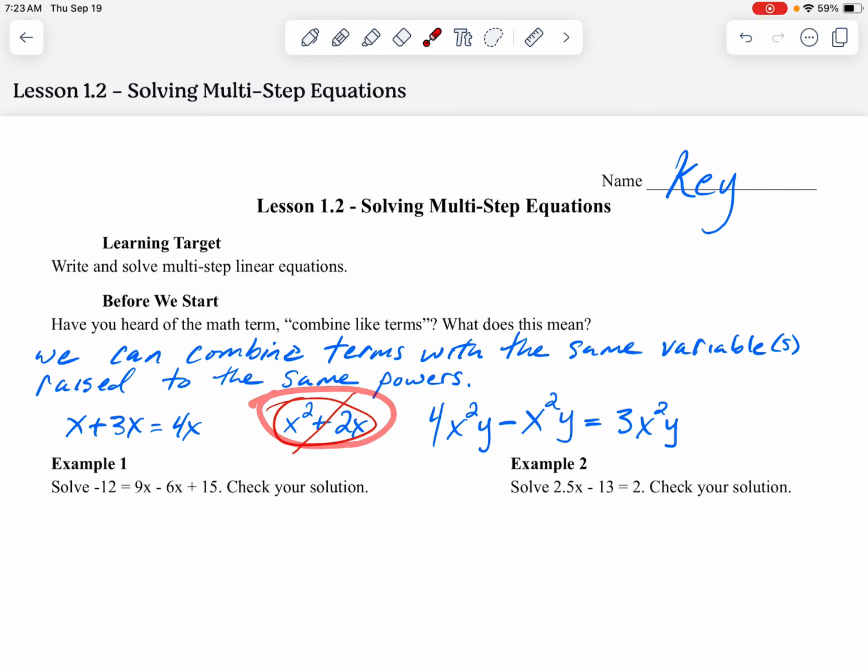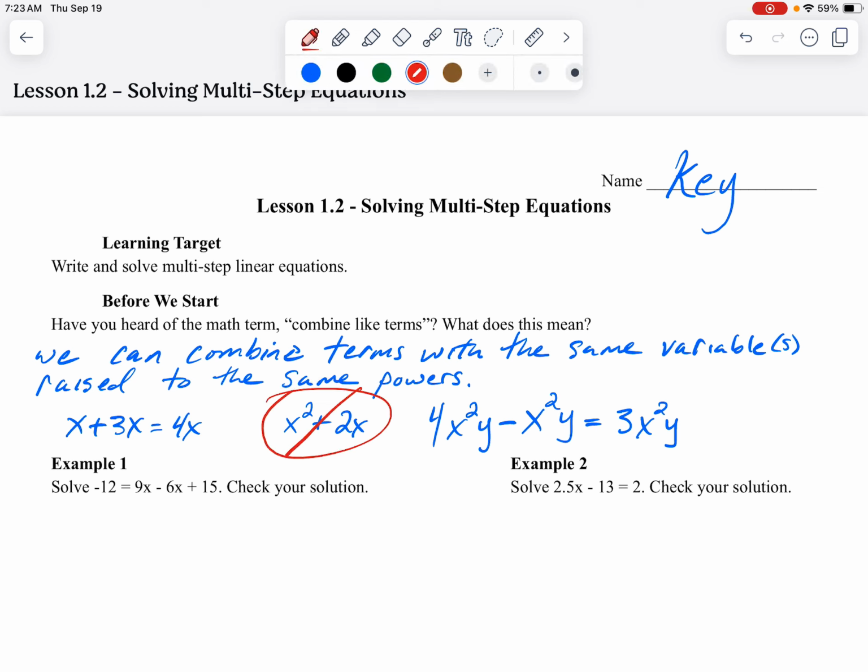Here's an example of what we cannot do. Let me just take those away real quick so we can focus. I've got x squared, or x to the second power, seen by that little 2 up there. This x is just to the first power. There's no exponent there. I cannot combine these. So if I had this in an equation, they would just have to stay just like this. This is our non-example.